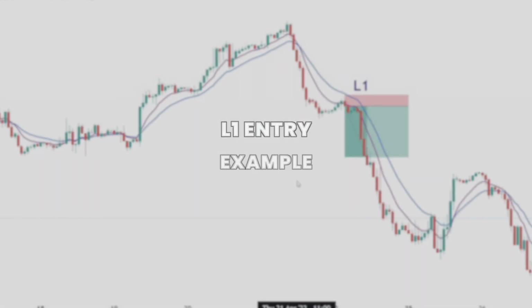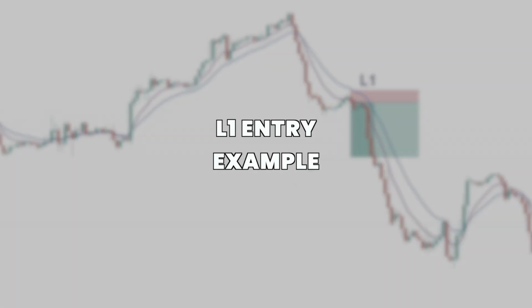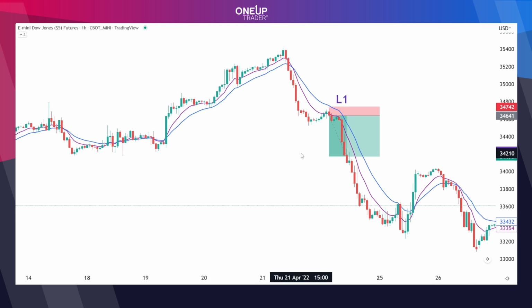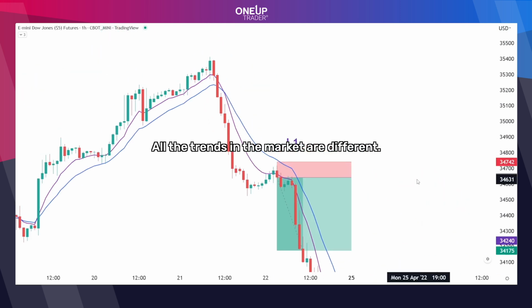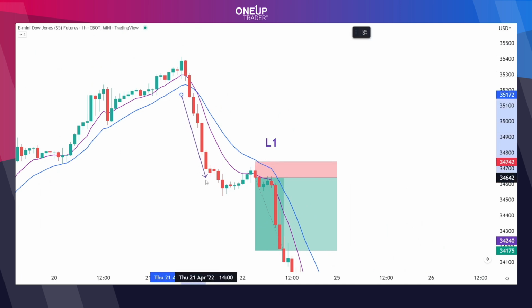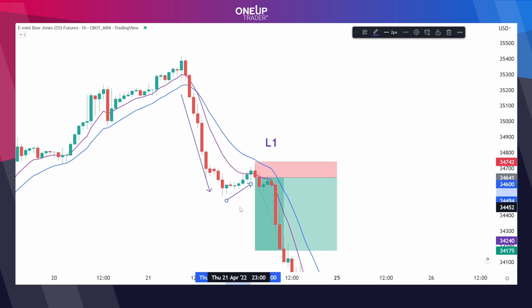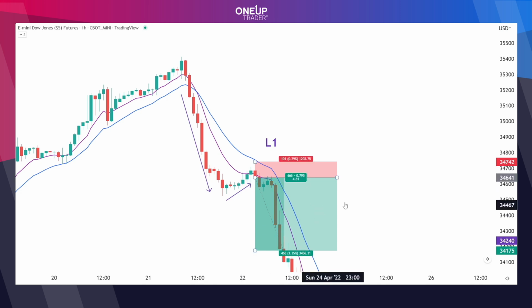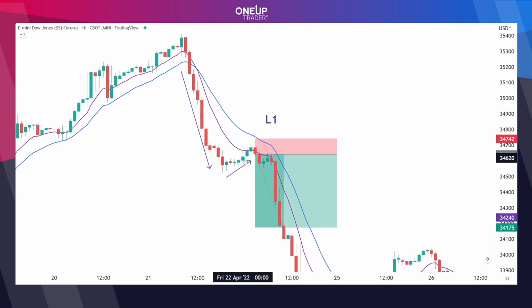And here is an example using an L1 entry as well. This is a slightly different trend. Of course, all the trends in the markets are going to be different. We just need to learn how to adapt to each one of them. Now, the difference with this one, and the reason we would take this is, even though this impulse move is very strong to the downside, the reason we would take this entry is because as the candlesticks retrace back into the zone, we can see how they get smaller and smaller and smaller. This is a very good sign that the trend is going to continue again from there.